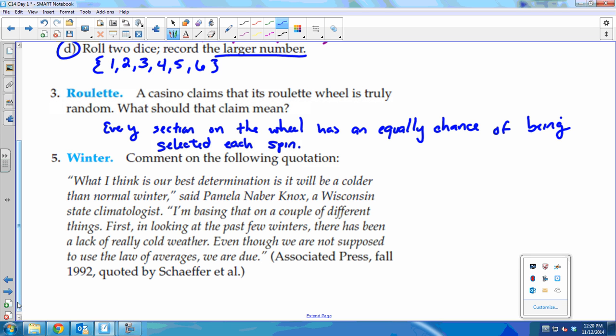All right, last question. Comment on the following quotation. What I think is our best determination is it will be a colder than normal winter. She's a climatologist. I want to point that out, climatologist. I'm basing that on a couple of things. First, in looking at the past few winters, there has been a lack of really cold weather. Even though we are not supposed to use the law of averages, we are due.